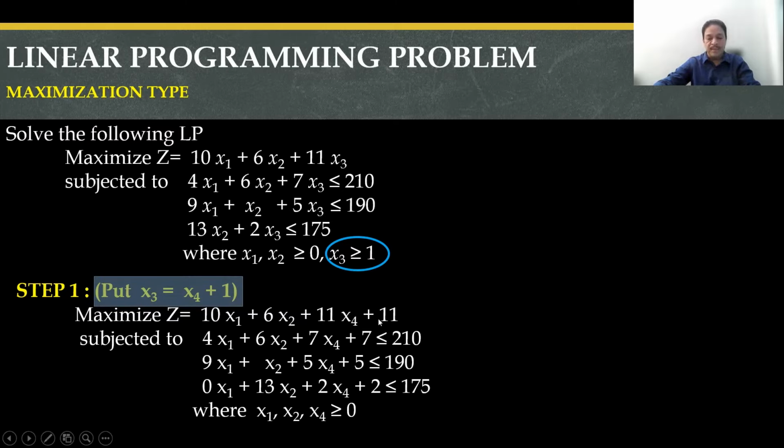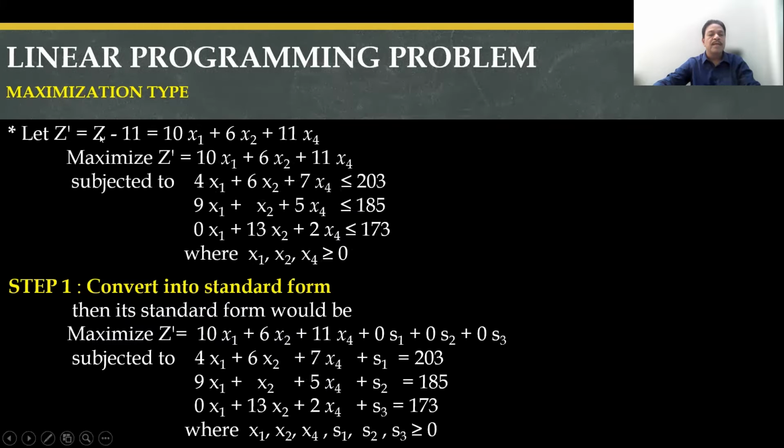We will take this 11 to the left hand side and we get z minus 11. And now we do not have any constant in the objective function, and it will look like this. Z dash equal to z minus 11 equal to 10x1 plus 6x2 plus 11x4. And this z minus 11 will be replaced by z dash. So we have the new objective function: maximize z dash equal to 10x1 plus 6x2 plus 11x4.